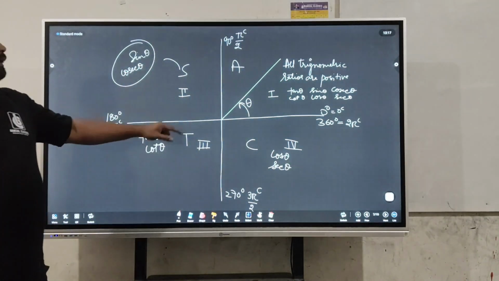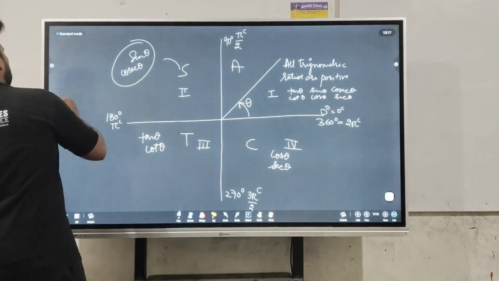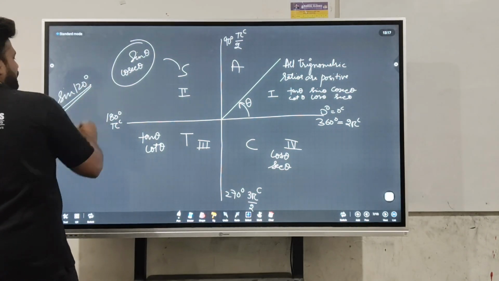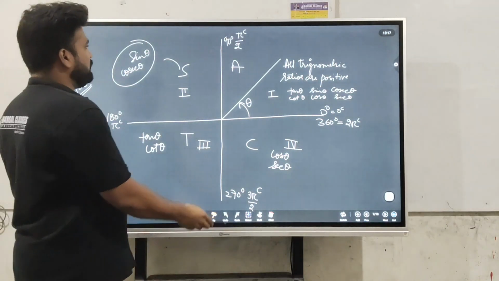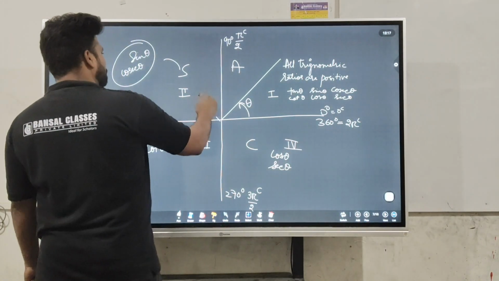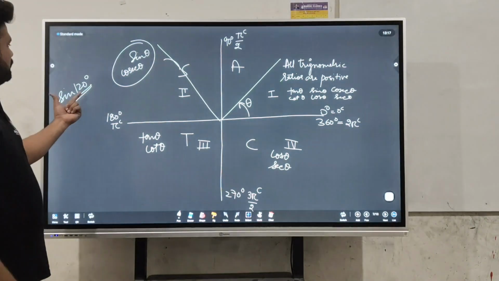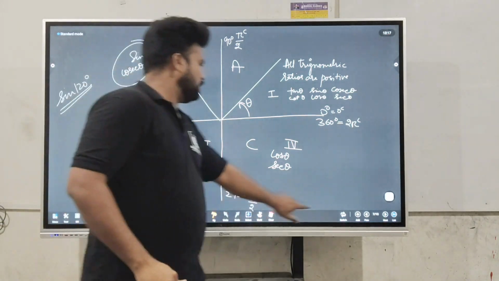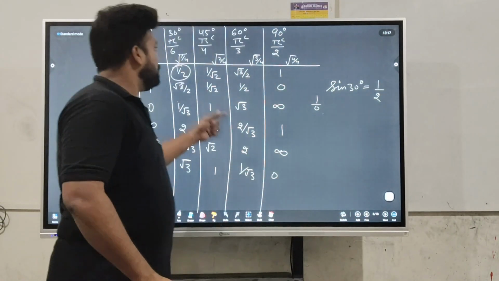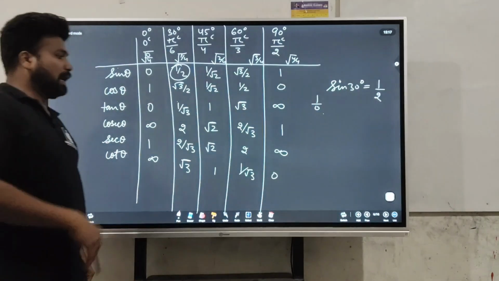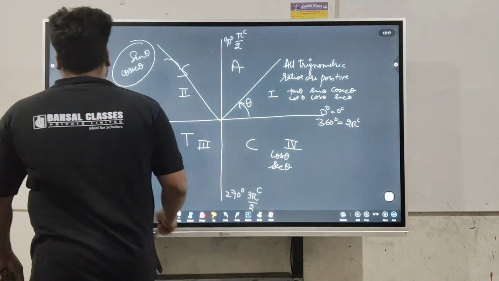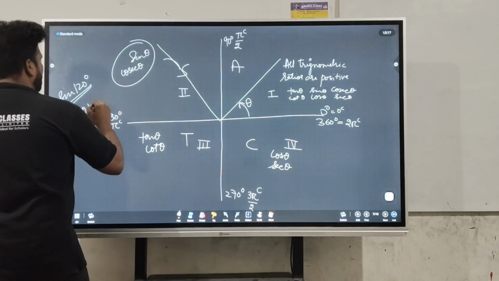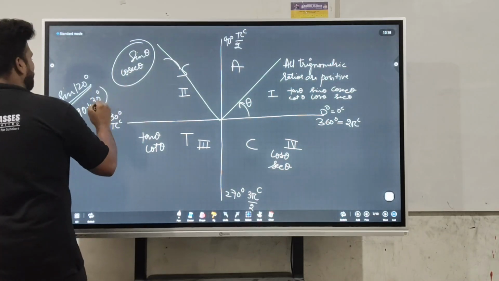Now, if I take any angle, let's say sin 120, it lies between 90 and 180 degree. So how can we write 120? In the tabular representation earlier, I mentioned the 120 degree angle. But can we write sin 120 degree as sin of 90 plus 30, that is 90 degree plus 30 degree?